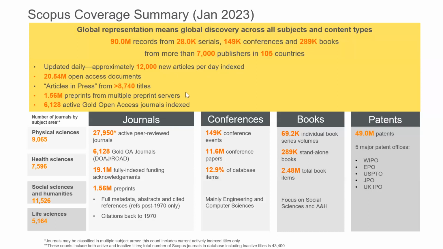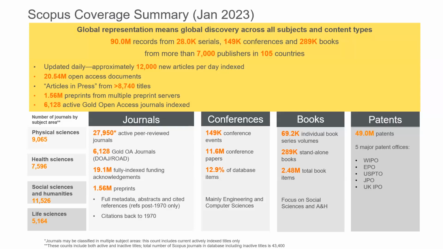A preprint is a version of a scholarly paper before publication in a peer-reviewed journal and can be considered an early indicator of the research. Scopus indexes 1.56 million preprints from multiple preprint servers. In Scopus, over 6,000 Gold Open Access journals are indexed. Gold Open Access articles means the articles are online and available to access without restrictions.